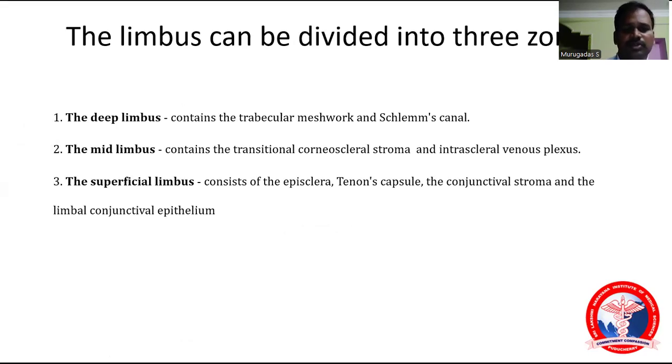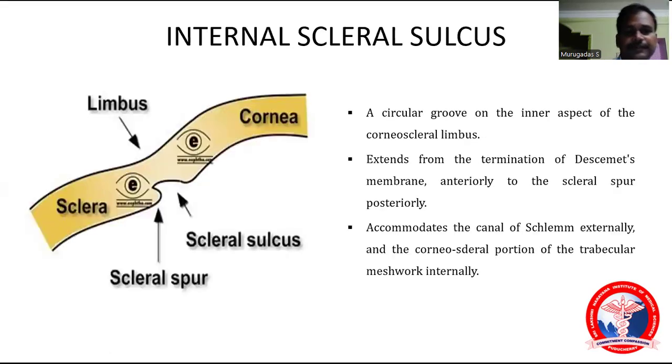The superficial limbus consists of, as you know, the outermost layer of the eye: the episclera and Tenon's capsule, the conjunctival stroma, and the limbal conjunctival epithelium. The internal scleral sulcus is the inner part of this. So this was the limbus as a whole. Now let us see the inner aspect of the limbus region.